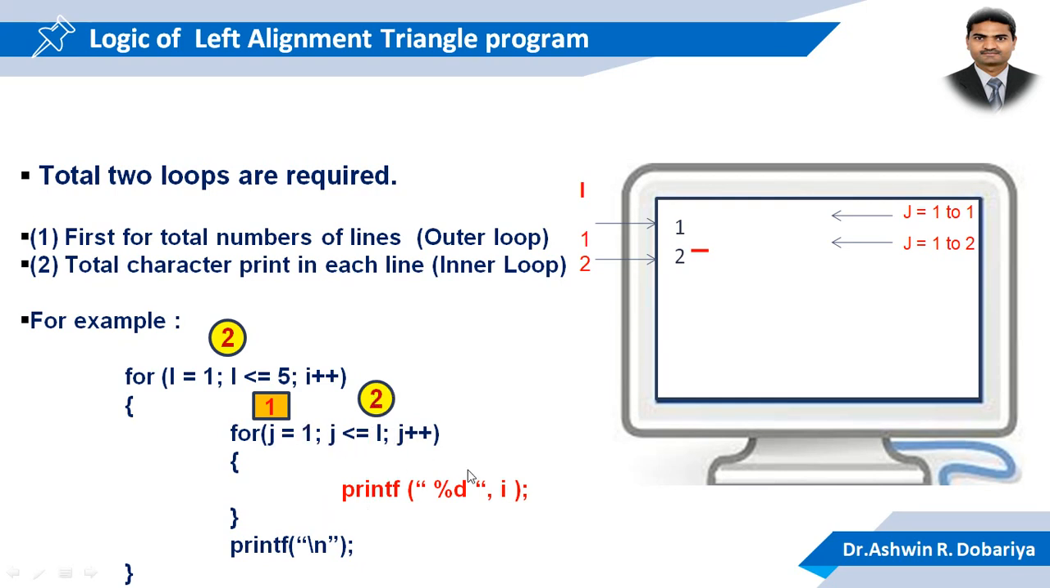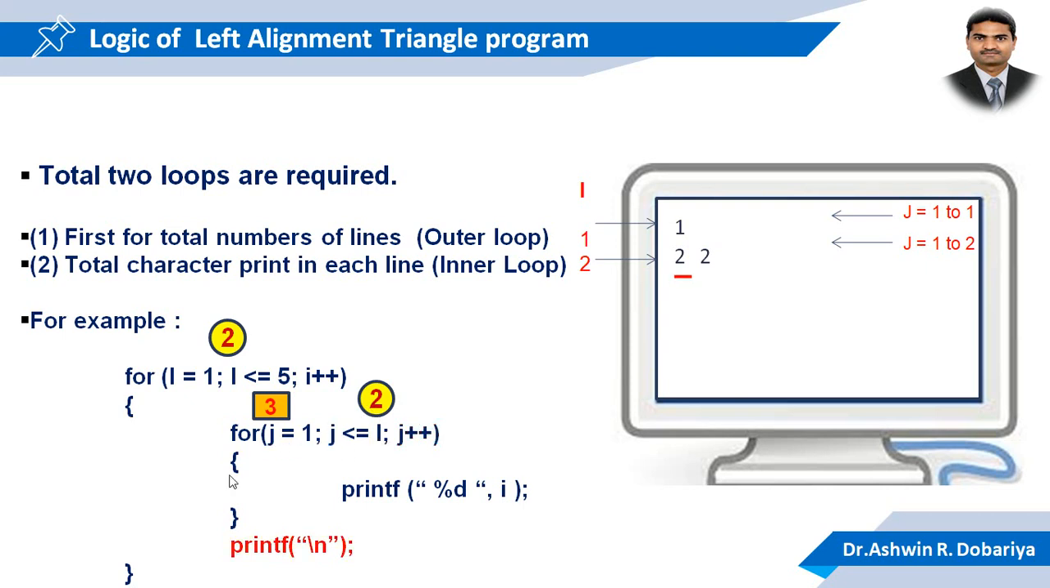So first time j is 1 and display the value of i. Now this time value of i is 2, so 2 is displayed over here, then the cursor moves to the next. Then again j is incremented by 1, j becomes 2, condition becomes true, again it will print the value of i, it means 2, cursor moves to the next. Again j becomes 3, so now this time condition becomes false.